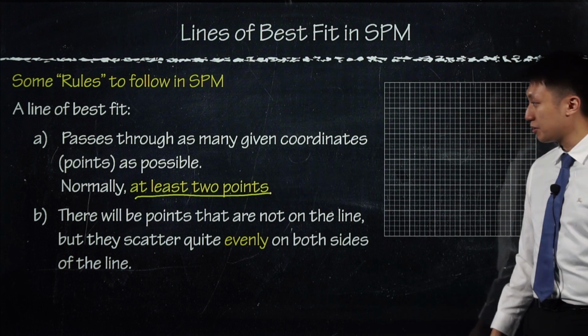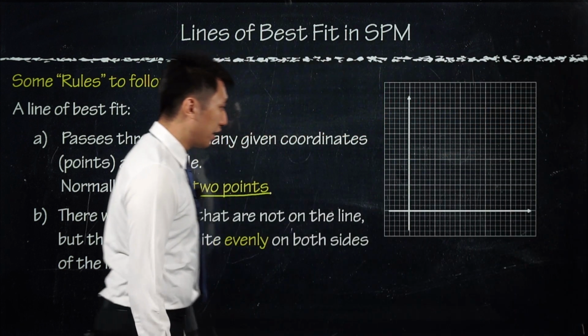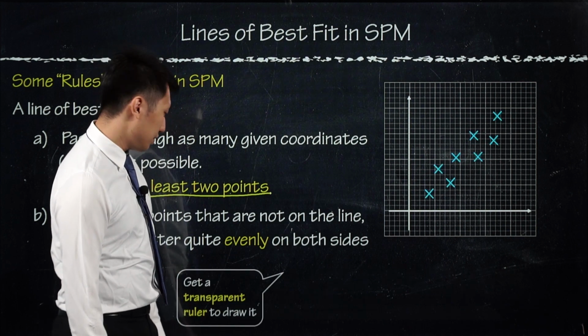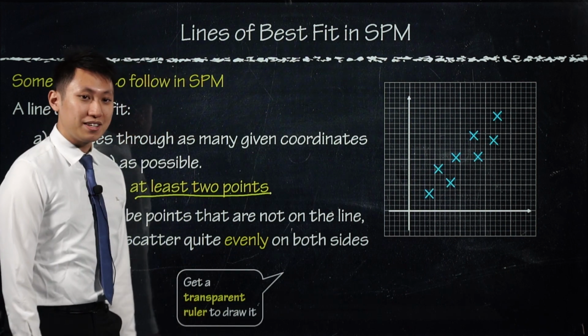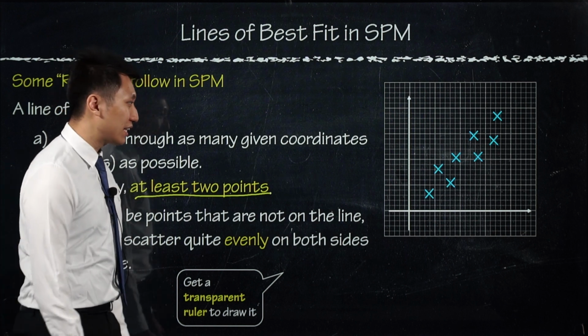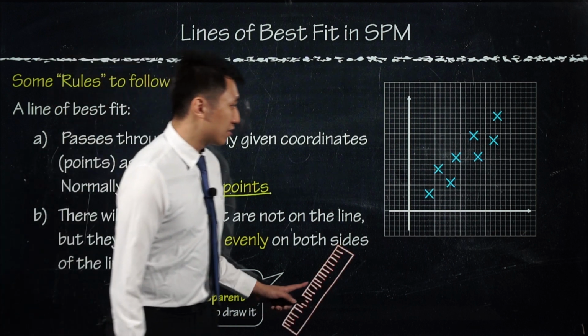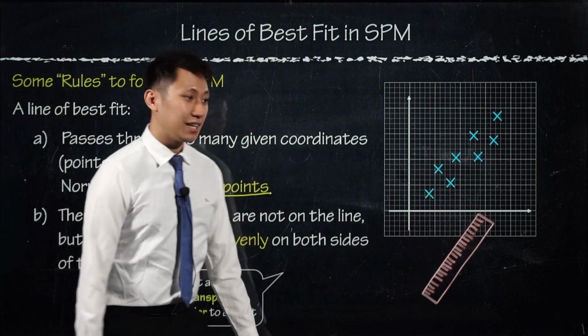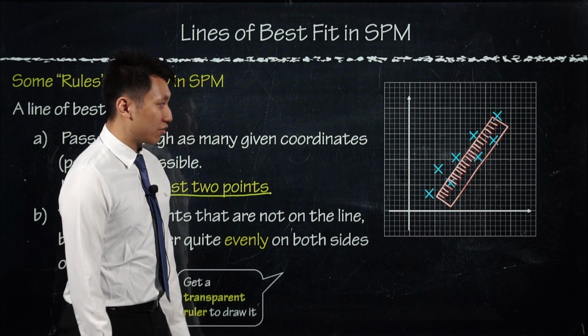I'll show you an example here. Still don't have to draw first. Let's say I plot these points. Get a transparent ruler to draw. Why? Because you can see properly. You put this, you slide it over, and then you can draw something, right?